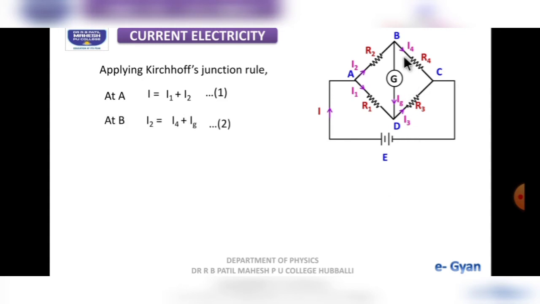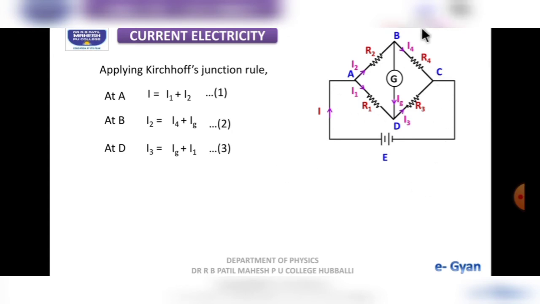Now let us apply Kirchhoff's junction rule at different points. First at A, the current I gets divided into I1 and I2, hence I is equal to I1 plus I2. Let this be equation 1. At B, I2 is divided into Ig and I4, hence I2 is equal to I4 plus Ig. At D, I1 and Ig combine to give I3, therefore I3 is equal to Ig plus I1.